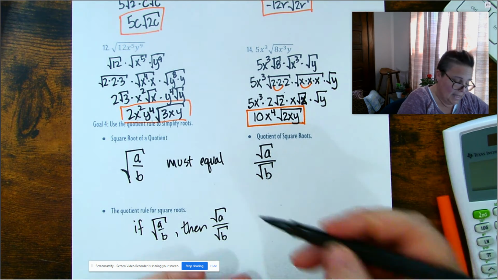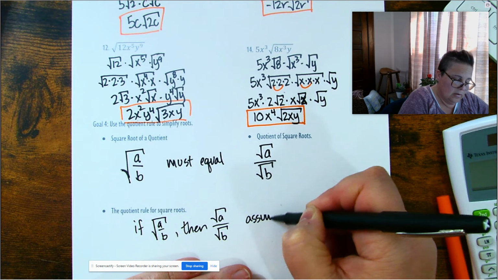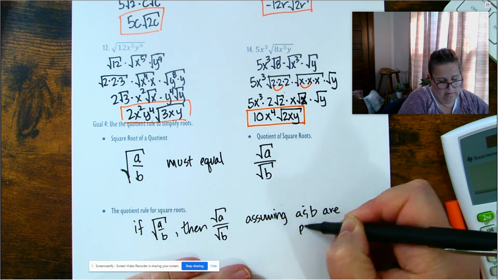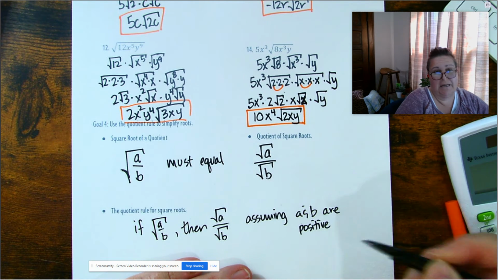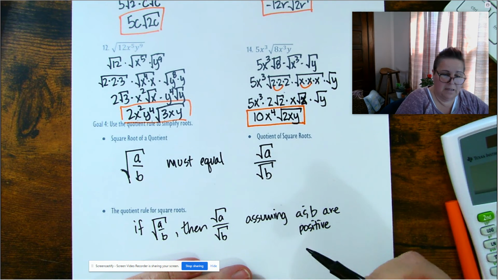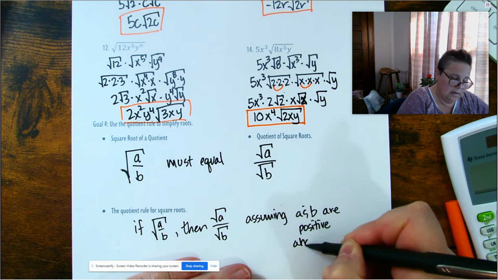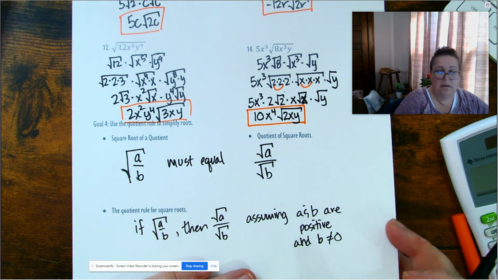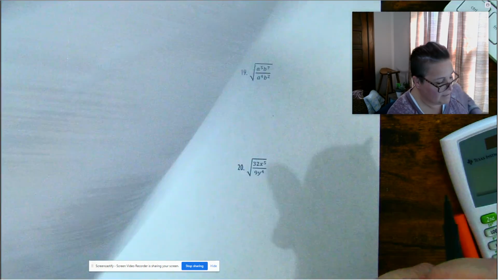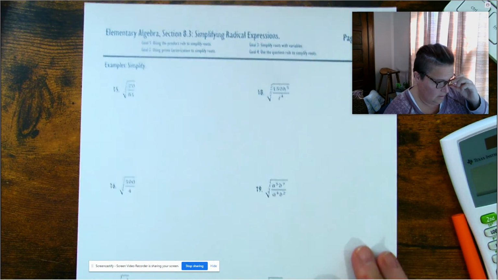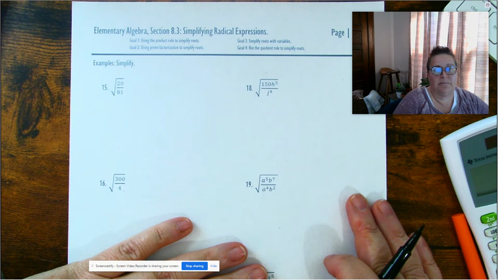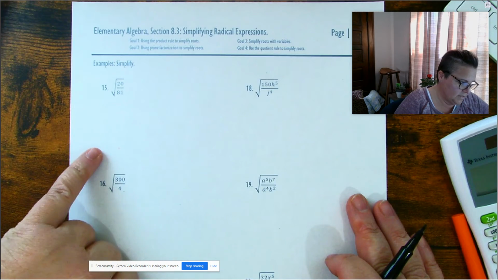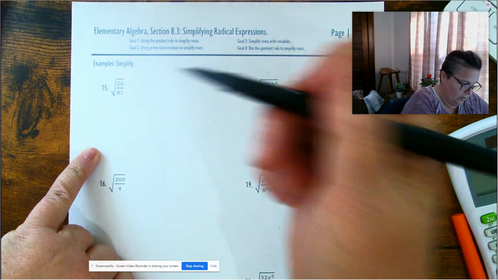All right. Again, we are assuming a and b are positive, right? Because we can't take negative square roots. So we're going to go ahead and assume a and b are positive and b cannot be 0 because we can't have 0 in the denominator. So what does this look like? I think we already did some problems, but let's just take some simplifications here. Here's some examples. Here we have the square root of 20 over 81.